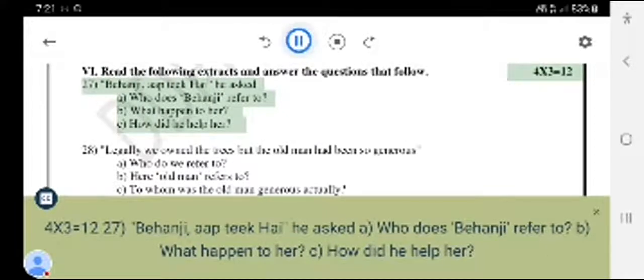27. Bihanji. Aapt Kai. He asked... A. Who does Bihanji refer to? B. What happened to her? C. How did he help her?